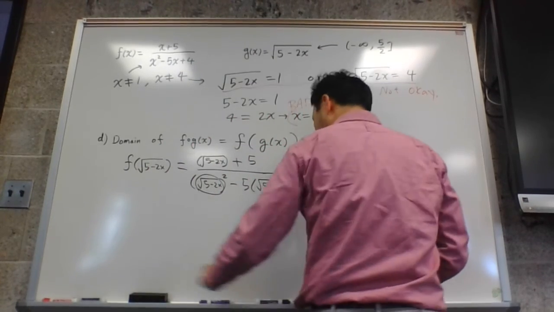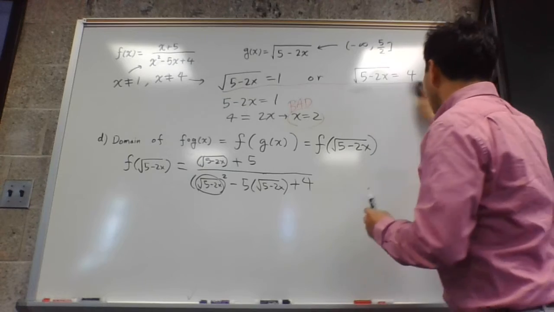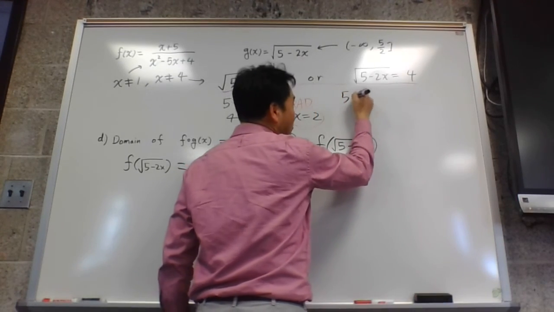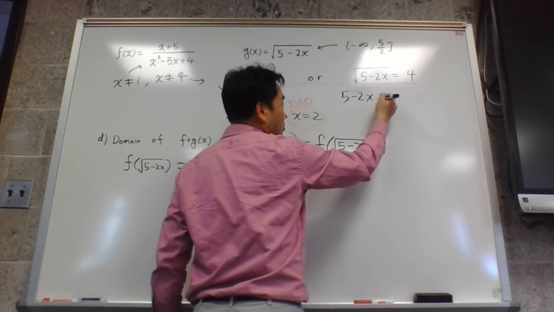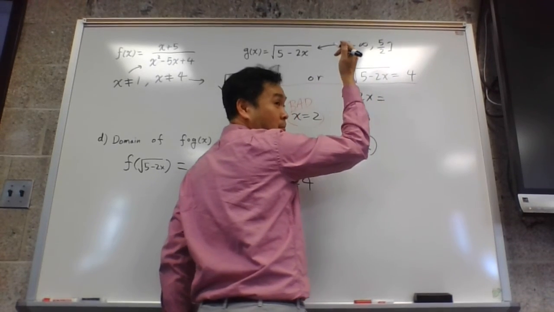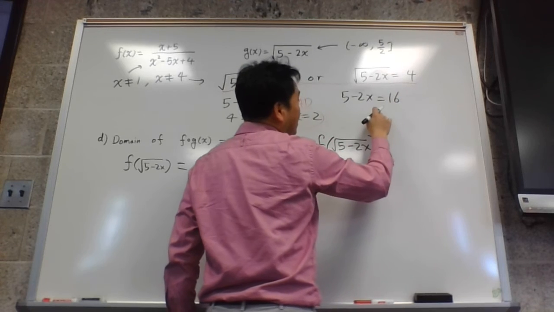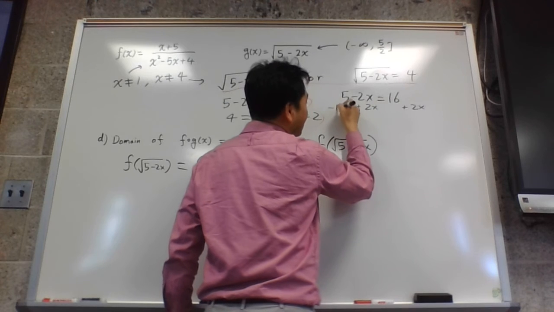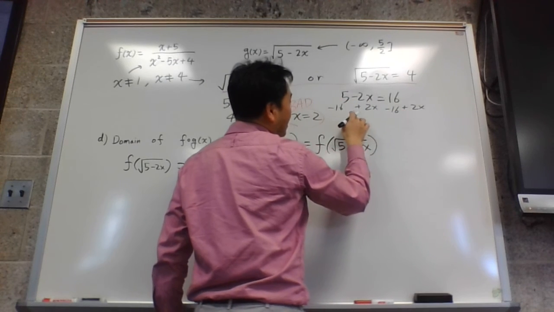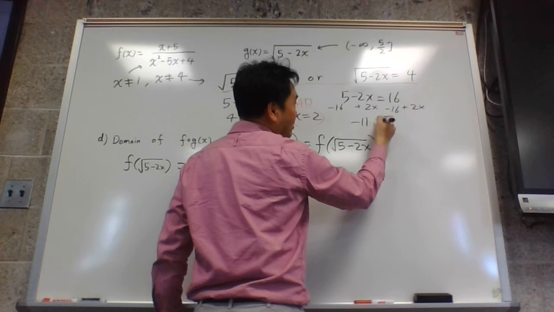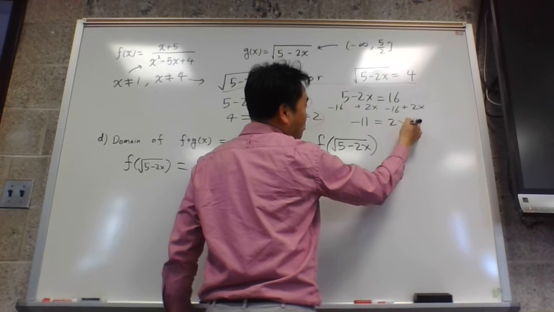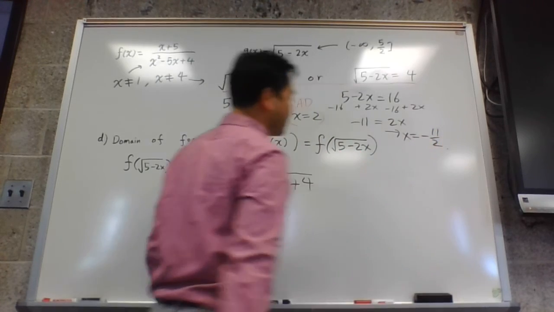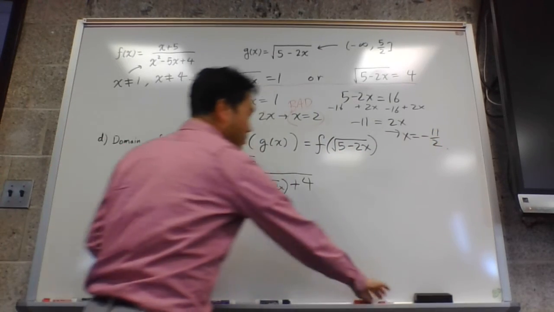Let's do the same thing here. Square both sides. If you square both sides, you get 5 minus 2x. The square root goes away when you square. What's 4 squared? 16. And you can add 2x to both sides. Subtract 16 from both sides. And 5 minus 16 is negative 11. And you just have 2x, so you get x equals negative 11 over 2. And that's again bad.